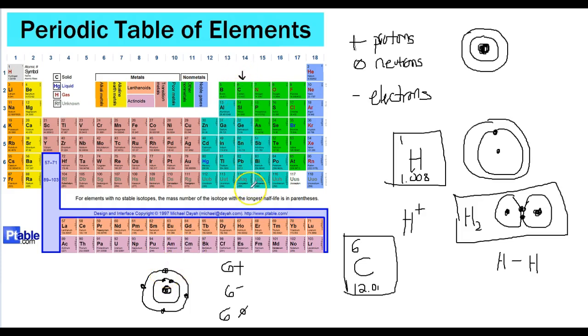All of these are going to be exactly the same. All of them are going to have 4 on their outer shell. For carbon, the outer shell is the second one. For tin, it's going to be the 5th shell. But all of them will have 4 electrons on that outer shell, which means they need to get 4 more in order to be happy.